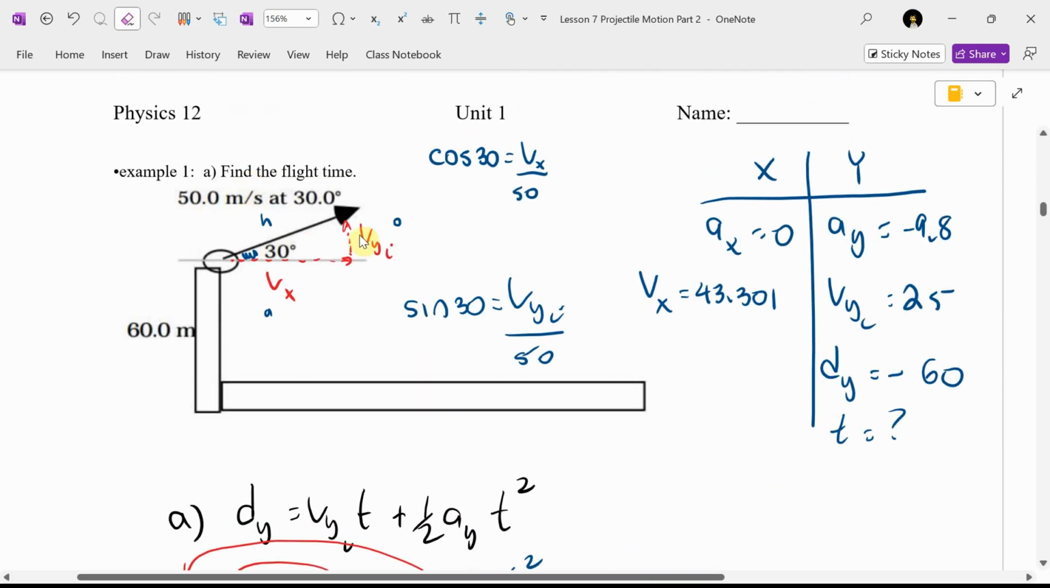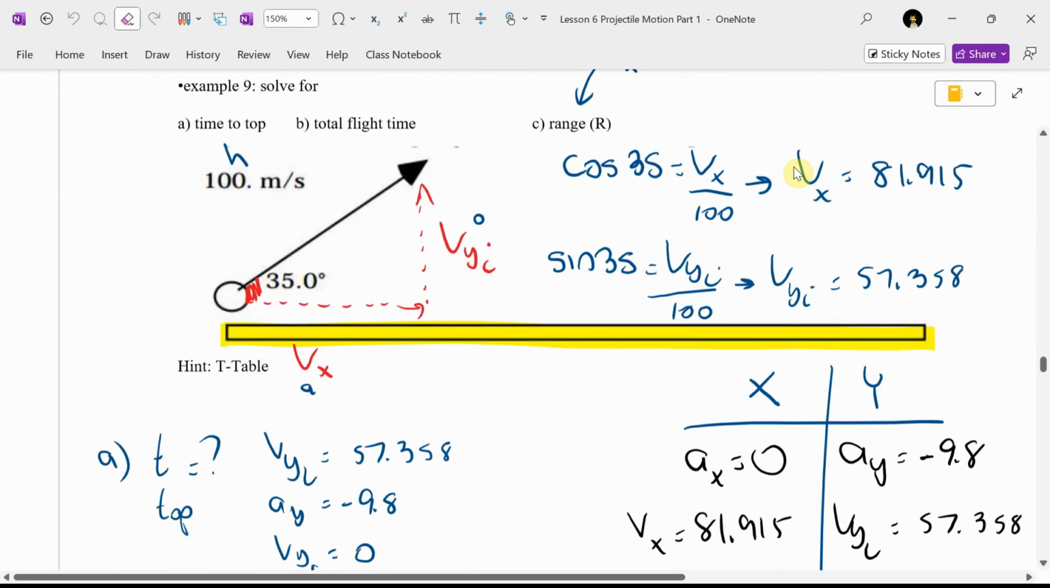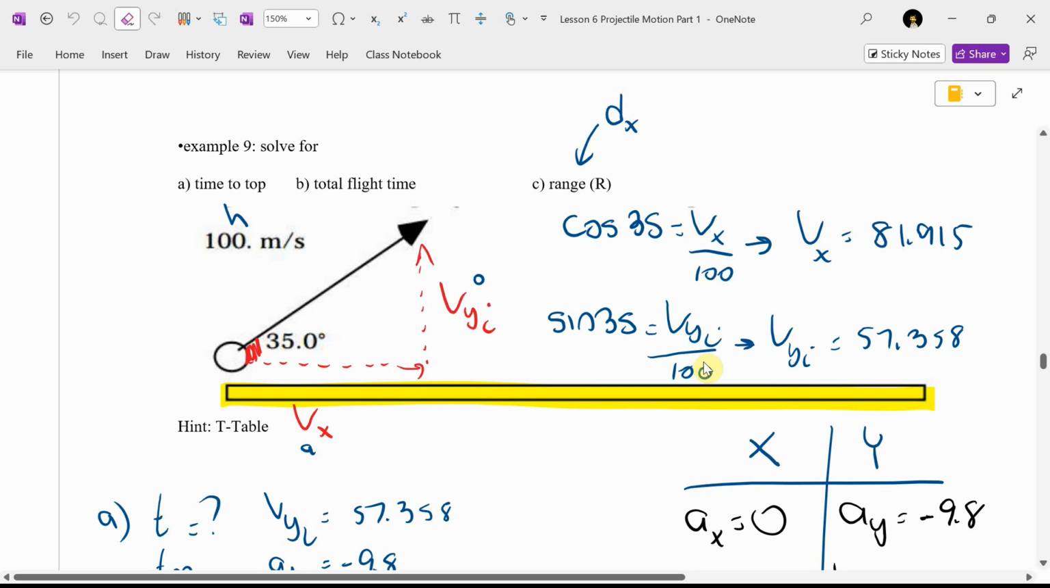Which trig function was Vy right here? Sine, yes? Somebody say cosine? Huh. If I give you the angle from the side in that position, which I will, Vy will always be sine.